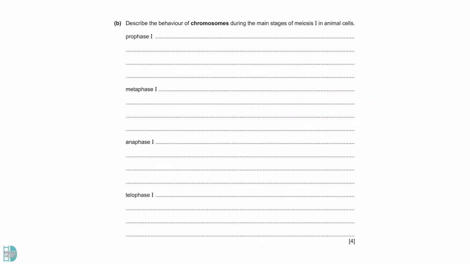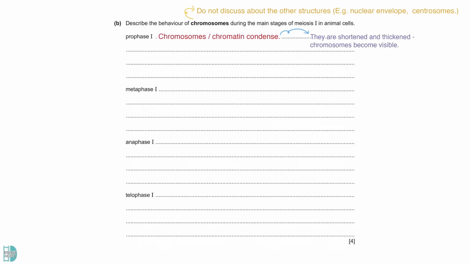B. Describe the behavior of chromosomes during the main stages of meiosis I in animal cells. The question is only about the chromosomes, so do not discuss the other structures such as the nuclear envelope and centrosomes. During prophase I, the chromatin condenses. They become shortened and thickened, and this is why chromosomes become visible.